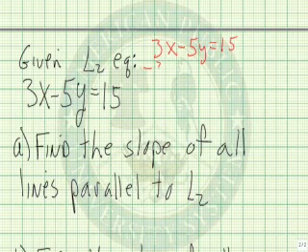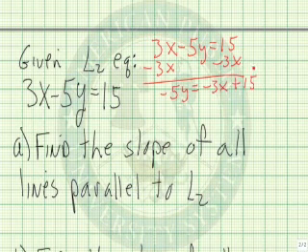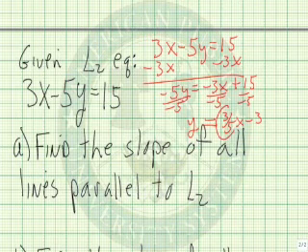So if we subtract 3x from both sides, we have negative 5y is equal to negative 3x plus 15. Let's divide through everything by negative 5. So we're left with y equals positive 3/5 x minus 3. What is the slope of line L2 here? The slope, m2, is equal to 3/5.